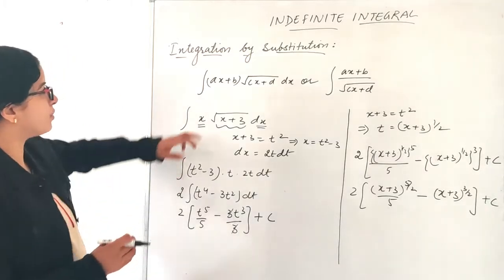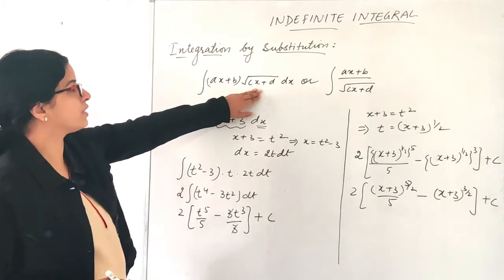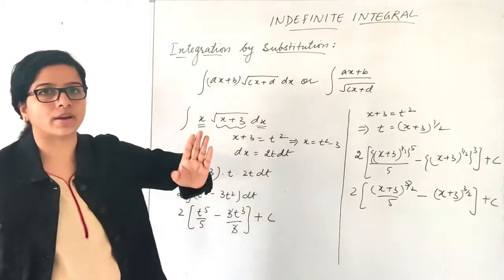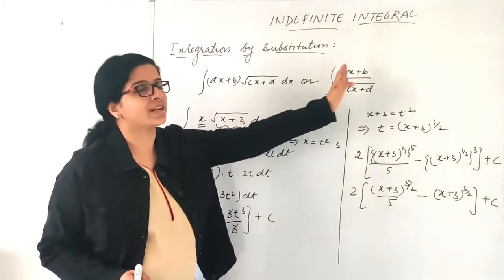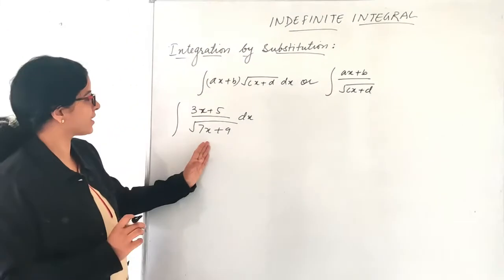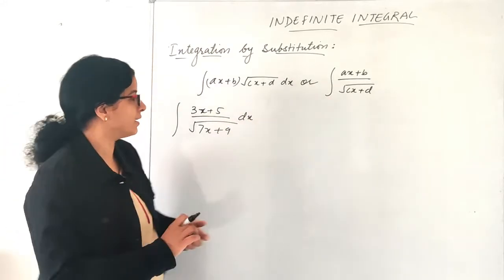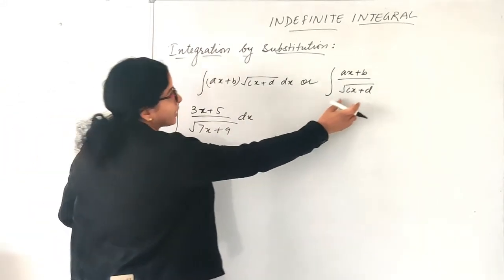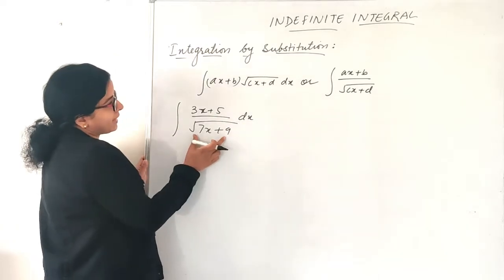So whenever you have under root along with it, what will you take? The under root part is t square. Similarly, in this case also we'll take it as t square and solve it. Now let us take this question. It is of this kind. So again, I told you, whenever the under root part is given and both are linear, take this as t square.